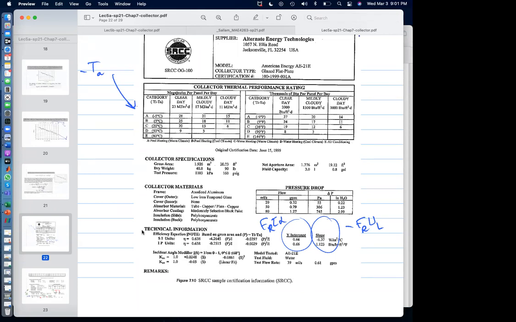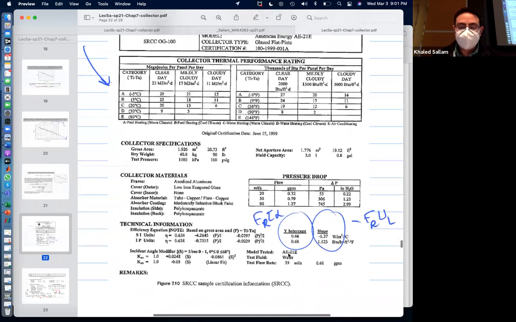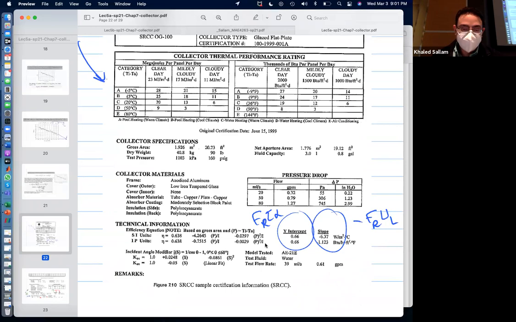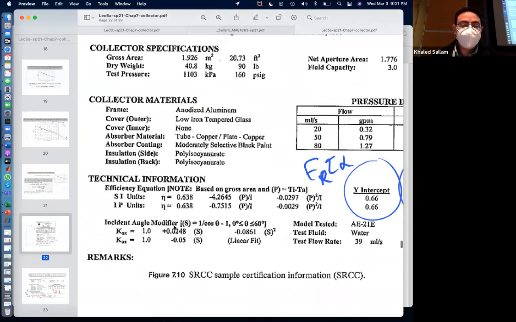Okay. So we said those charts that the manufacturer provides will give us this intercept and the slope. And what is that? Incident angle modifier. That's the K multiplied by alpha and tau. The K will fix the alpha and tau for different theta.